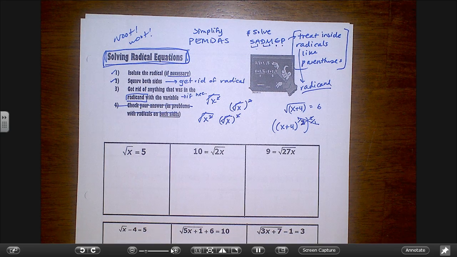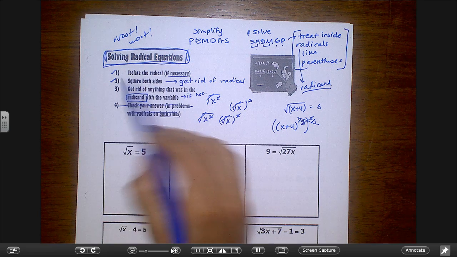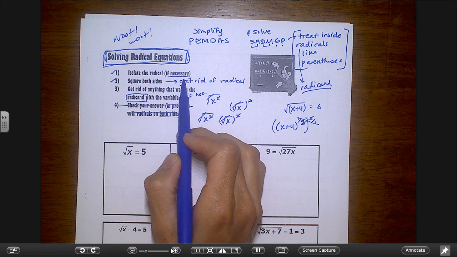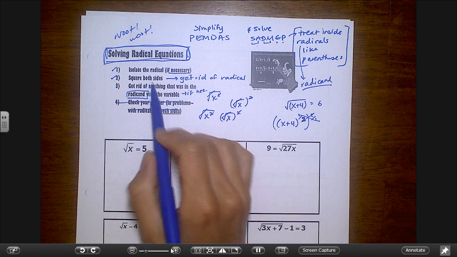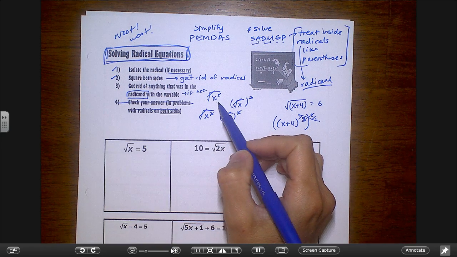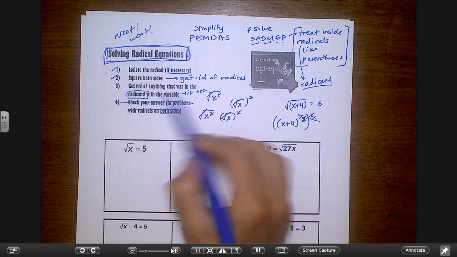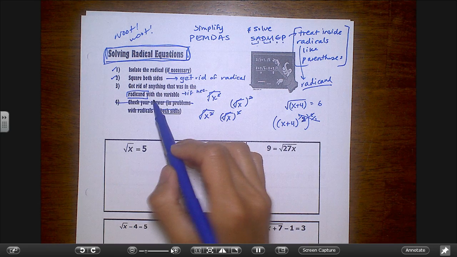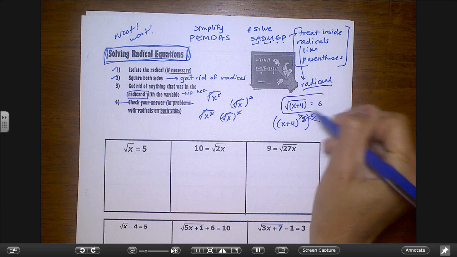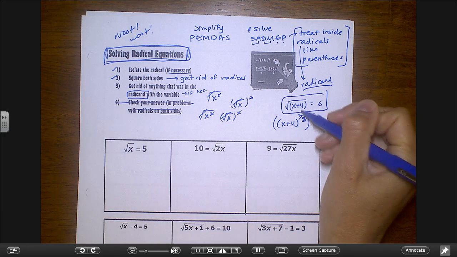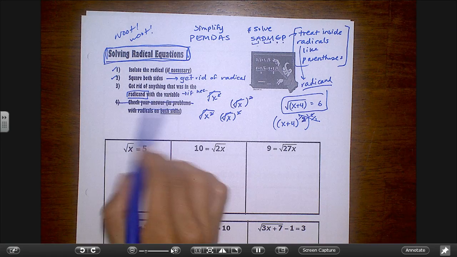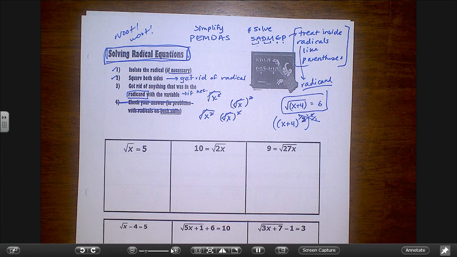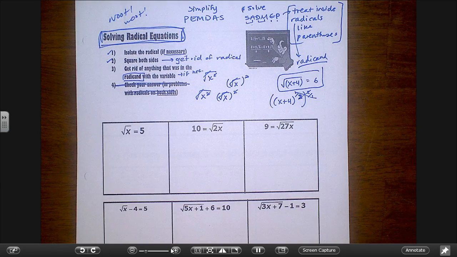All right, so your steps here. First, we have to isolate the radical. That's an if-necessary step; sometimes you don't have anything there. Then we square both sides, and squaring both sides gets rid of that radical. Then you get rid of anything that was in the radicand with the variable. Going back to the little example, after we square both sides, we would then subtract 4. And then I put here, check your answer, and problems with radicals on both sides. I'm not sure that we're going to do that; I'll see where we land.